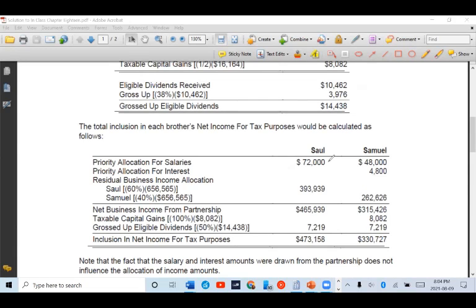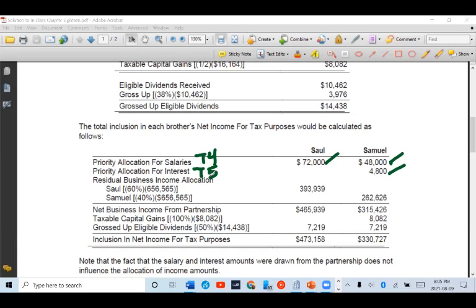So we have the priority amounts, we call them, salaries and interest. Those were paid directly to them. So like these guys, for these salaries, they would have T4s. For the interest, maybe there should be a T5 slip. So that's going to be on their personal taxes, just like a regular employee in that sort of situation.